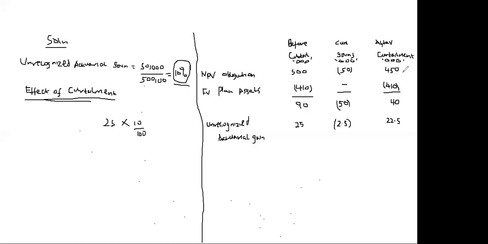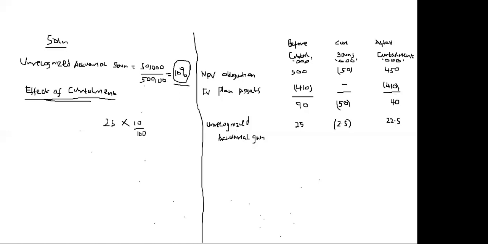Then 450 minus 410, that gives us 40,000, or just 40, because all of these values are in thousands. So that was that. Then we have gone now to unrecognized actuarial gain.